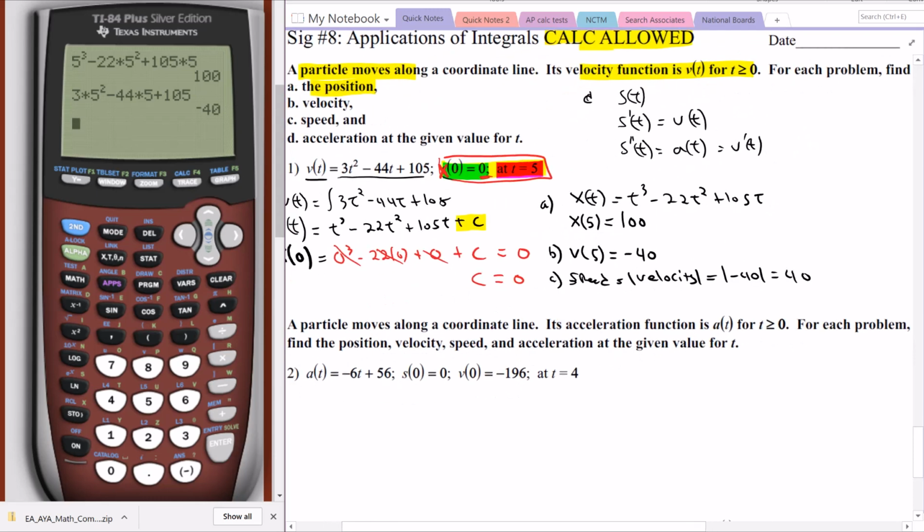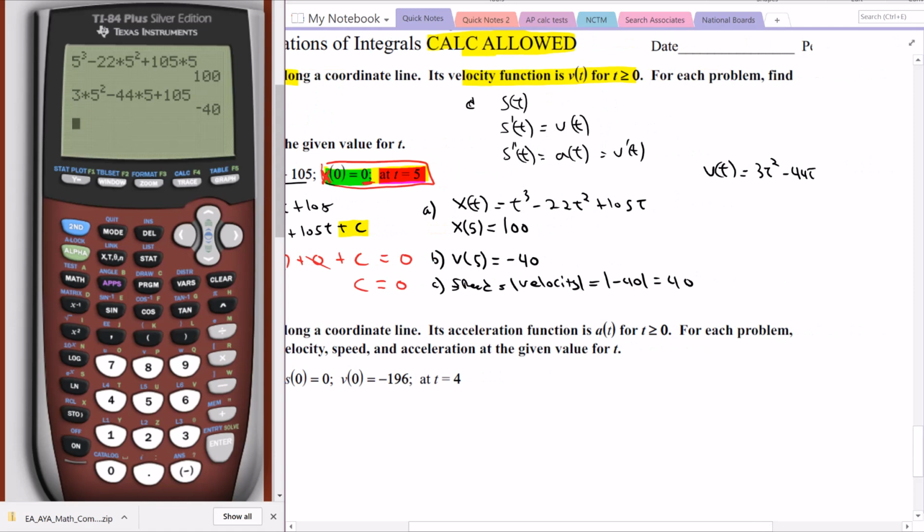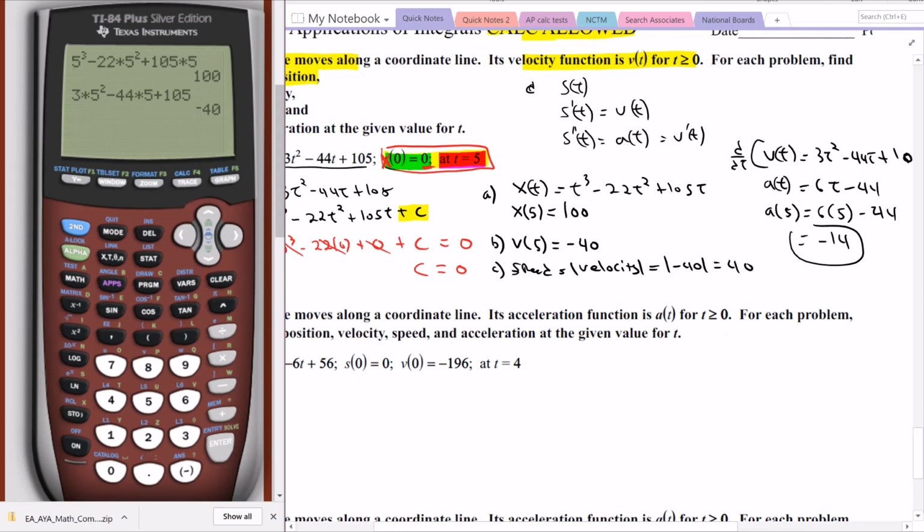So we have this velocity function, v of t equals 3t squared minus 44t plus 105. We're going to take the derivative, right? To find the acceleration, we take the derivative of this with respect to t, and we get 6t minus 44. And we want to know the acceleration at 5. We're just going to plug in 5. This one you don't really need to calculate. 30 minus 44, negative 14. Right? And so there's all those pieces.